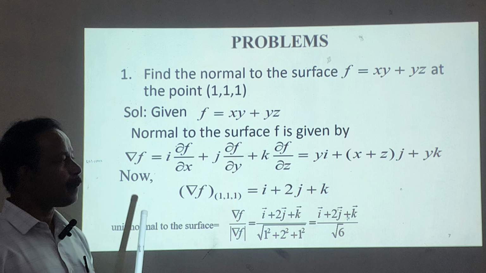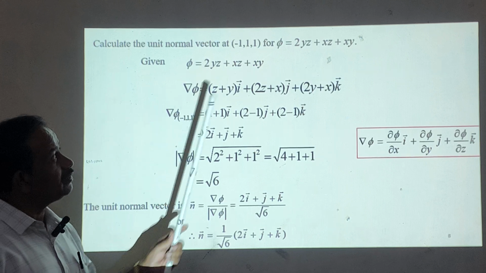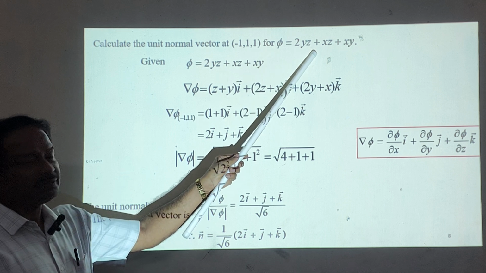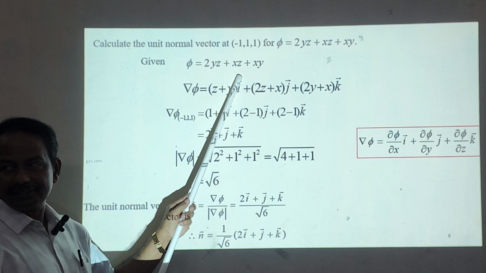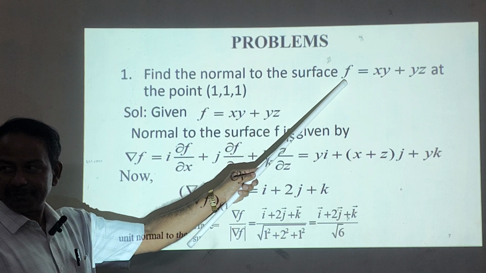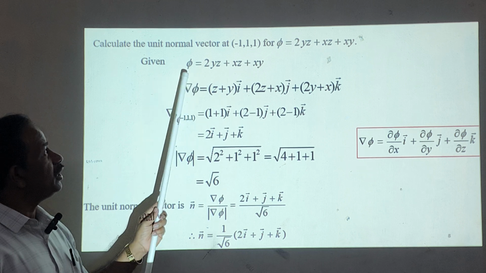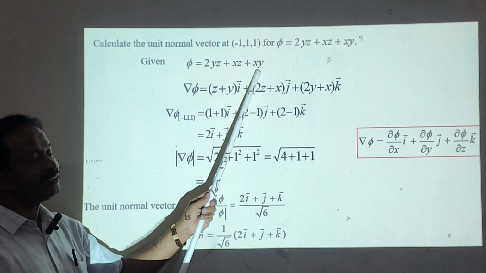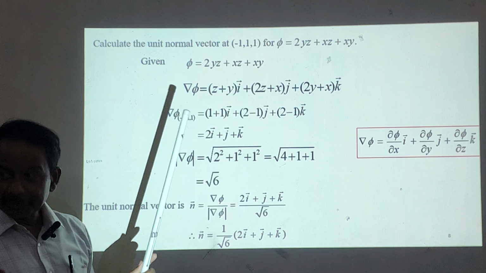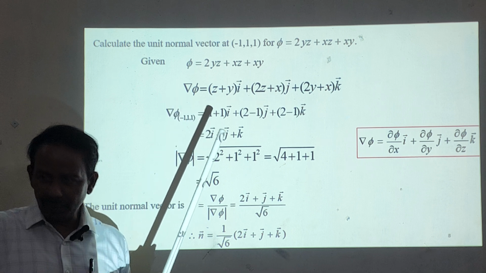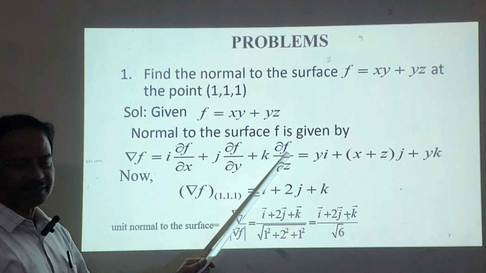Very simple problem. Okay. Now calculate the unit normal vector at minus 1, 1, 1 for the given f. So your scalar function is given as this and the unit normal is asked. So phi is given as this. Earlier we took this as f. Now this is phi. Both are scalar functions. So f equals 2xy plus xz plus xy. So for del phi, you will differentiate with respect to x, then y, then z, and add all those things. That is what del is. Correct? See, del is nothing but this.